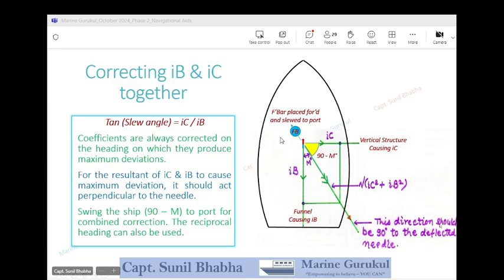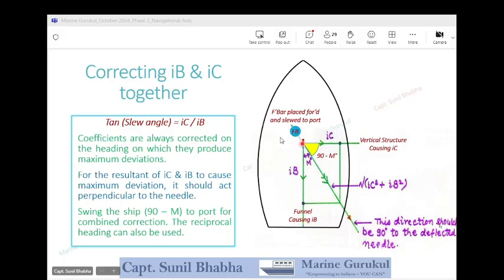Now, the first question which arises in our mind is, how do we determine the angle by which the flinder bar should be slewed? This is also called the slew angle. And also, we need to know the direction in which the flinder bar should be slewed, clockwise or anti-clockwise. These are the two things we need to know before we correct an IB and IC combination using a single flinder bar.